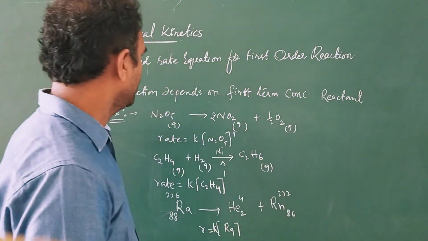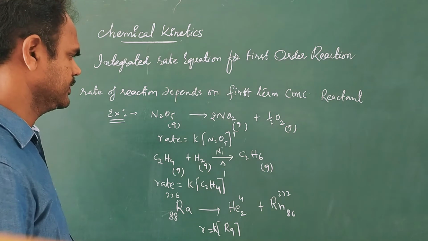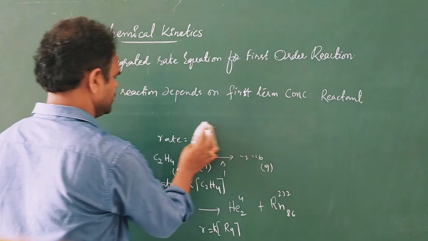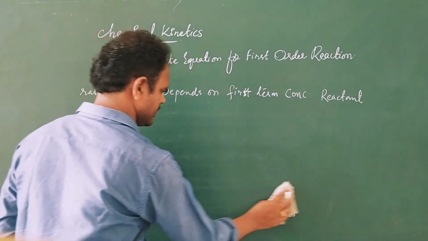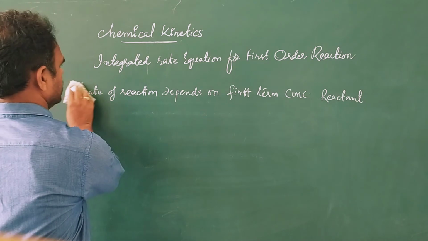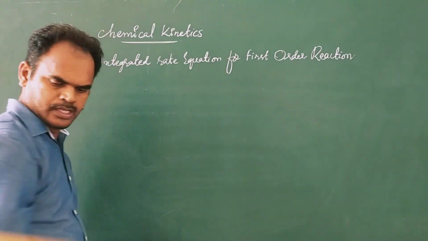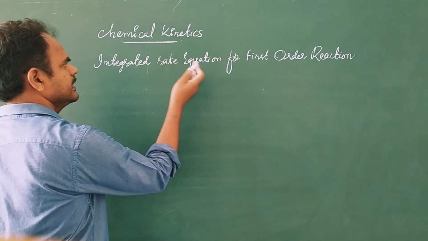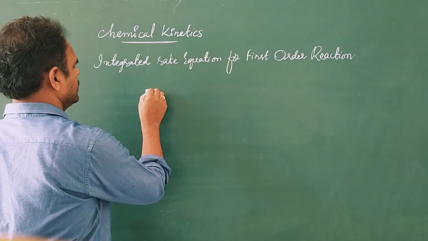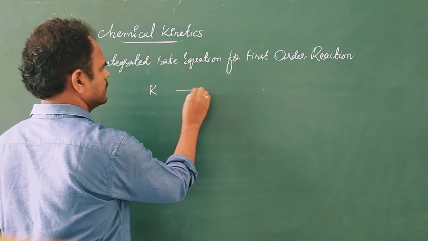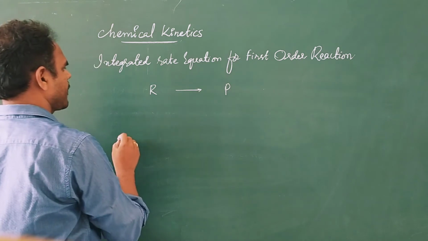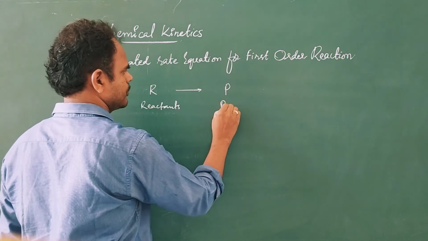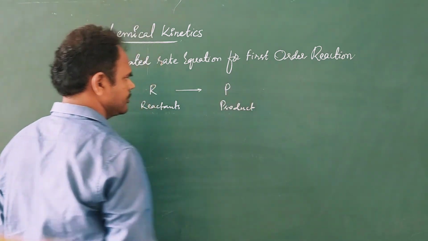Okay, so how can we apply integration to these first order reactions? What integrated rate equation can we get for a first order reaction? Let us consider one hypothetical chemical reaction for this integration. The hypothetical reaction is where the reactant changes to the products. So these are the reactants and these are the products, formed after time t.